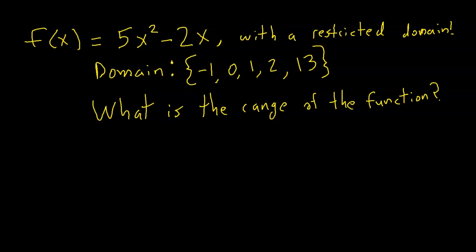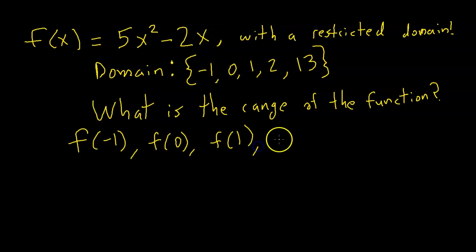Well, if we know what the domain is, we can use each of those values as inputs and then evaluate the function to find every output. So to find the range, we are going to need to evaluate f of -1 and get the result. Evaluate f of 0. We're going to evaluate f of 1. We are going to evaluate f of 2. And we're going to evaluate f of 13. All right, so let's get started on that.